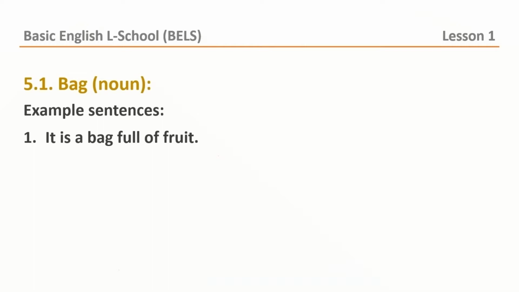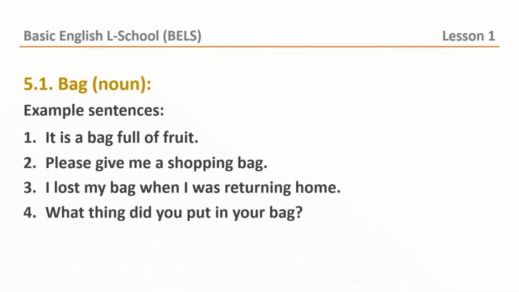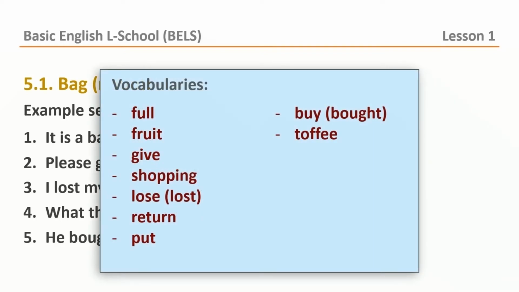Example sentences. It is a bag full of fruit. Please give me a shopping bag. I lost my bag when I was returning home. What thing did you put in your bag? He bought me a bag of toffee. The vocabularies are full, fruit, give, shopping, lose, its past tense is lost, return, put, buy, its past tense is bought, toffee.